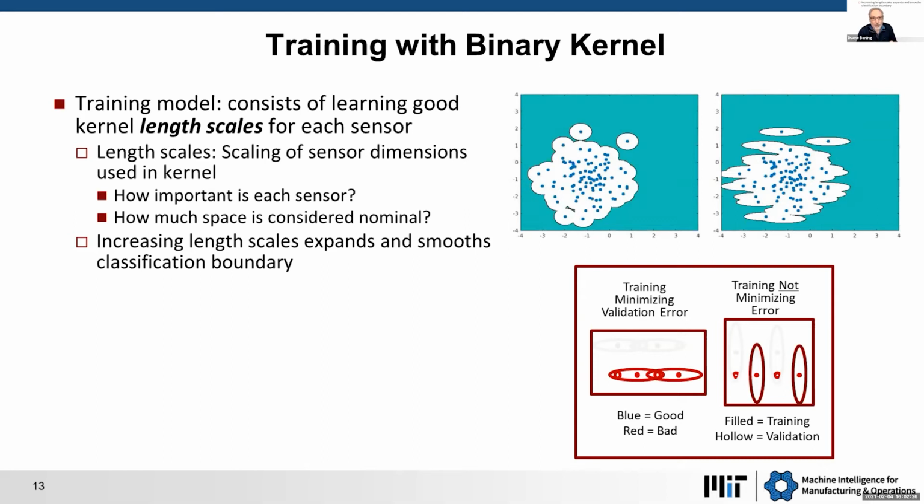And so I might learn for sensor 1 a longer length scale than for sensor 2. You can see down here in the lower right, we've got a good training where I might start to see, okay, this is the trajectory that I've learned between good and bad points, or I might have a bad training, which doesn't quite differentiate those and misses good points or false alarms on bad points.